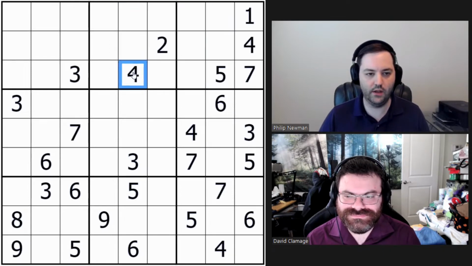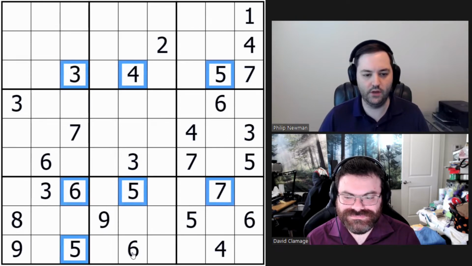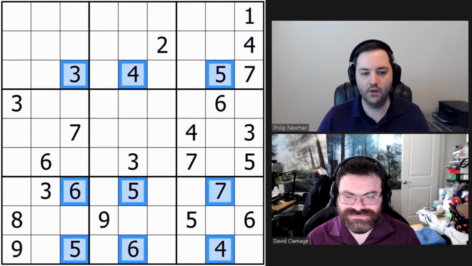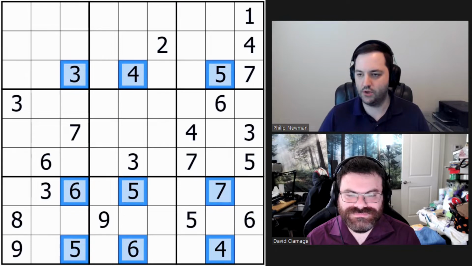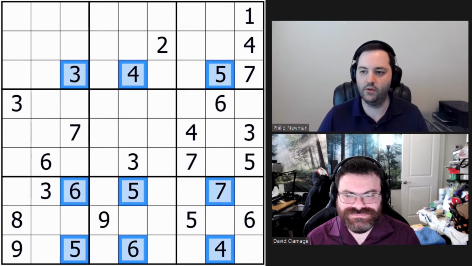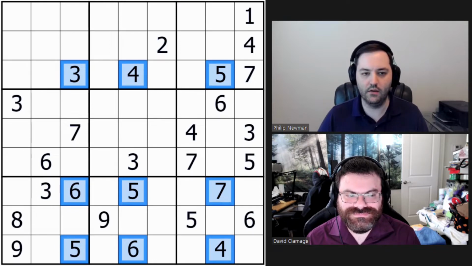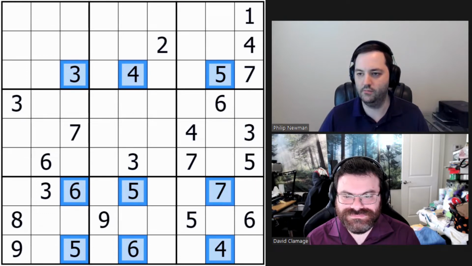I'm going to look at these 9 cells. I'm going to color them blue. If you've watched our fish video, you've seen patterns like this before, where there are a bunch of digits lining up in the same rows and columns, and the different digits are restricted. So in this case, we only have 5 different digits. There's no 1, 2, 8, or 9. They're all from 3, 4, 5, 6, 7.